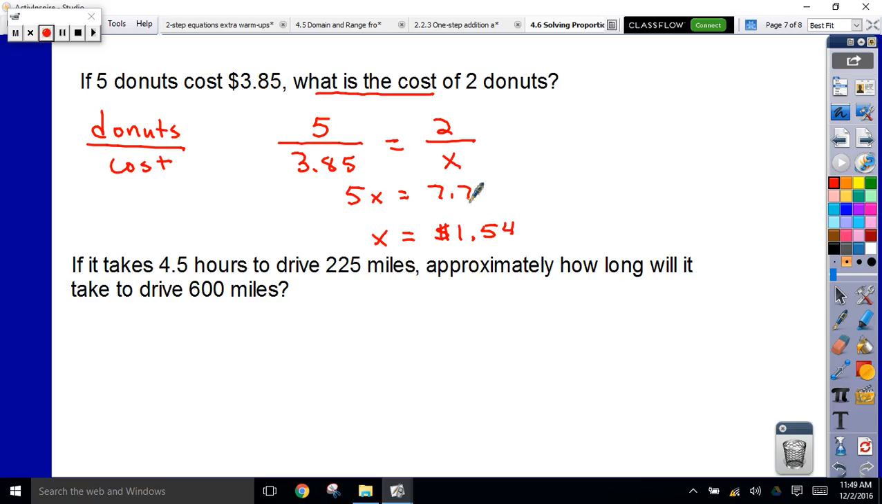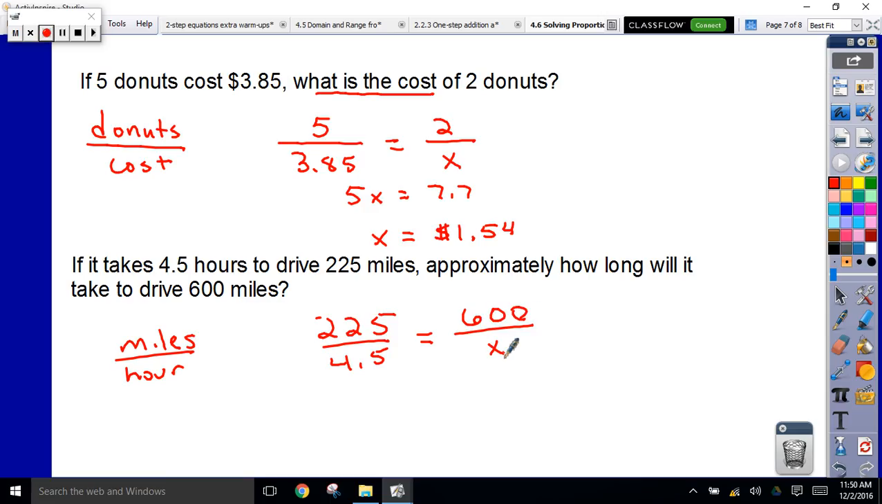Okay, volunteer for the driving problem. Kayla. 225 over 4.5. Okay, so you chose to do miles per hour. You could also do hours per mile. Wait, what did I say? You did miles per hour. I was saying one thing, trying to write the other thing. Okay, what did you put on the other side? 600 over x. Okay, so we have 600 miles over x hours.